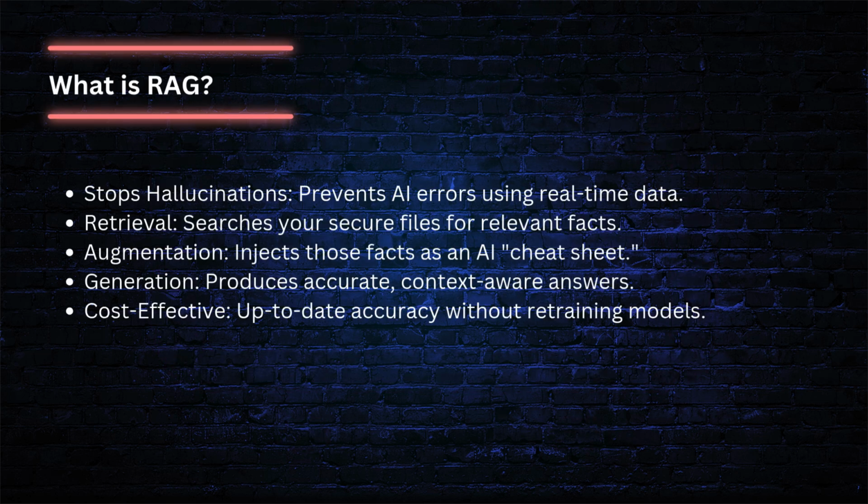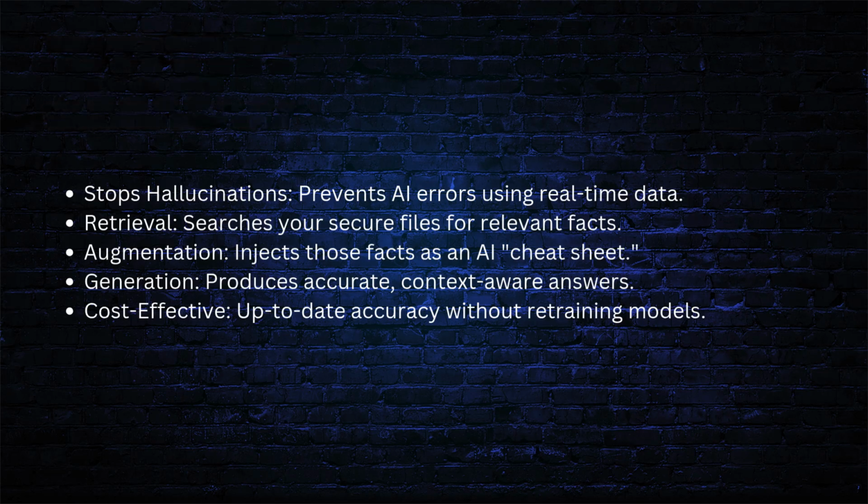So first question is what is RAG? Retrieval augmented generation, or RAG, stops AI models from hallucinating by letting them look up real-time private data before they answer. There are three steps here.